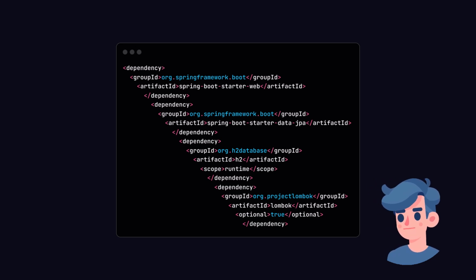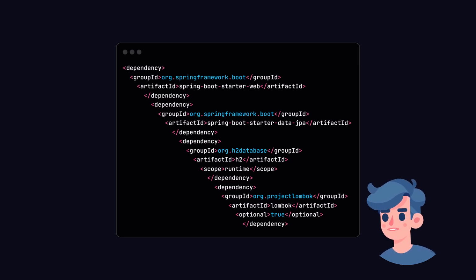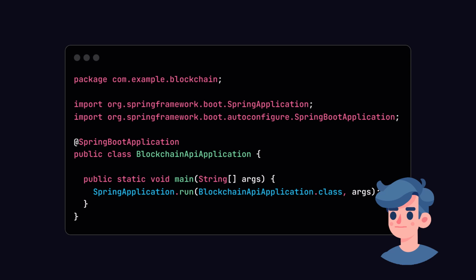We need to update the pom.xml file to include Spring Boot dependencies. Add the following dependencies inside the dependencies section. Make sure to enable annotation processing in your IDE if you're using Lombok.